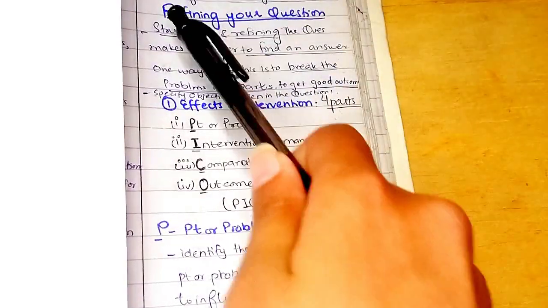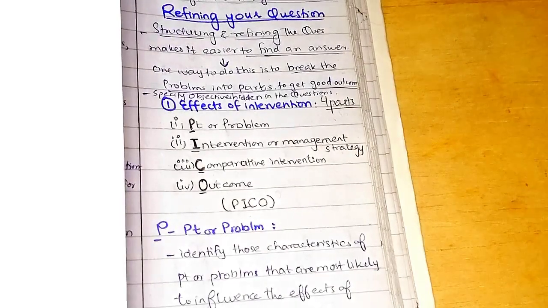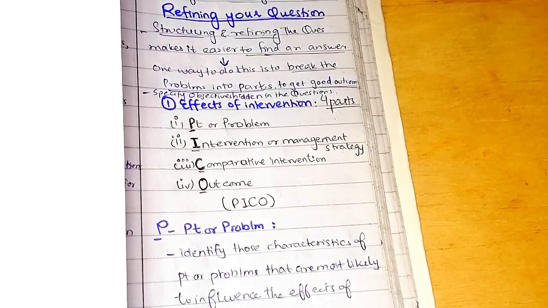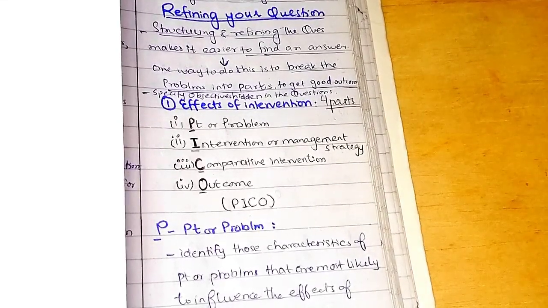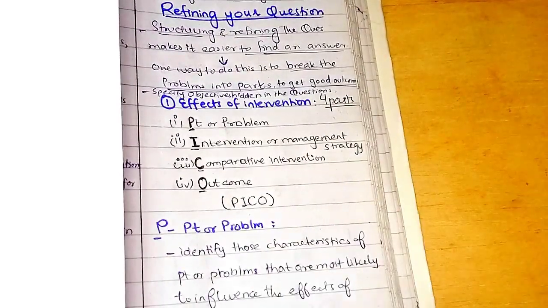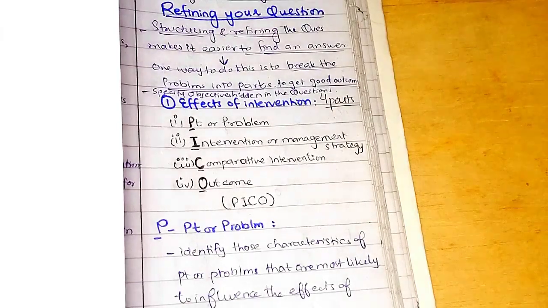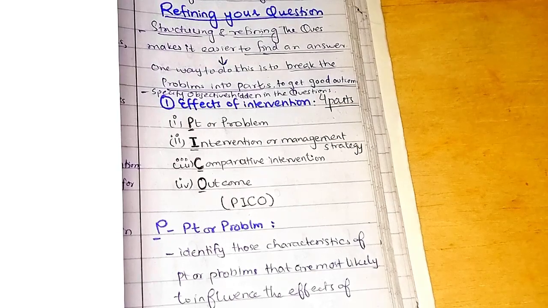So first of all, what is refining your question? Refining your question means that you are structuring your question so as to make it easier for you to find an answer to it. So how are you going to do it? You basically would take a scenario and then break it into different parts so that you can get a good outcome out of it. This is an example of what we did in the previous part of this video. We discussed a scenario, broke it into different parts, and then formulated different questions related to intervention, experience, prognosis, and diagnosis. And in this part, we are also going to do the same thing but in great detail.